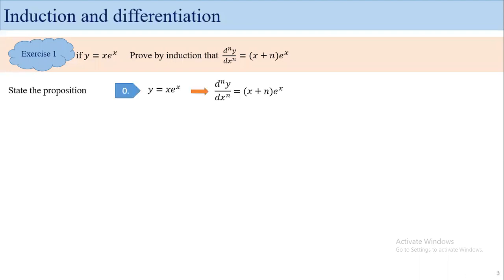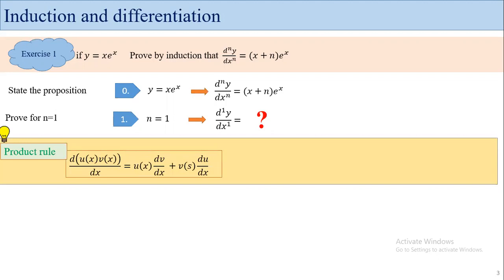At step 0, we state the proposition clearly. In step 1, we prove that the relation is true for n equal 1. So we take the first derivative of y here. To do so, we need to use the product rule first. So what is the product rule? As a hint, the product rule looks like this. Let's put u(x) as x and v(x) as exponential of x.